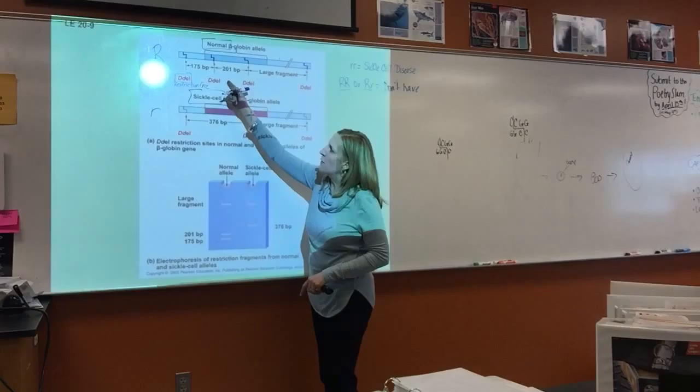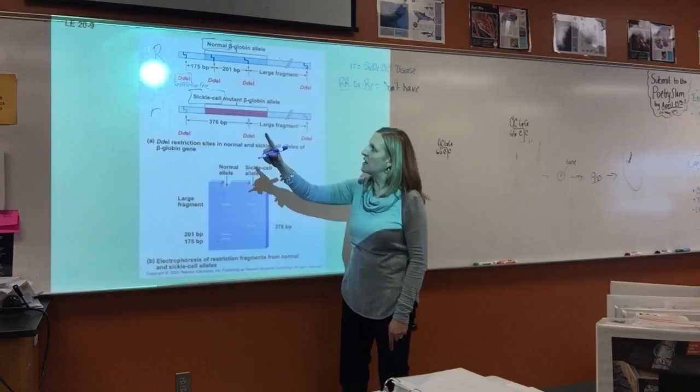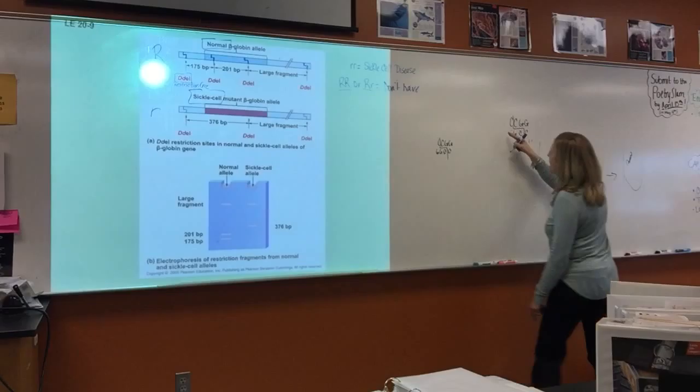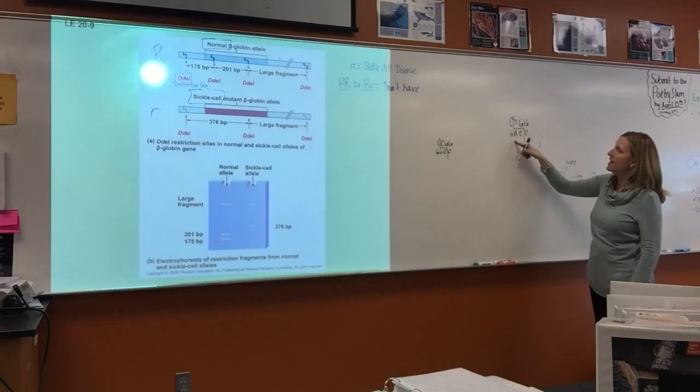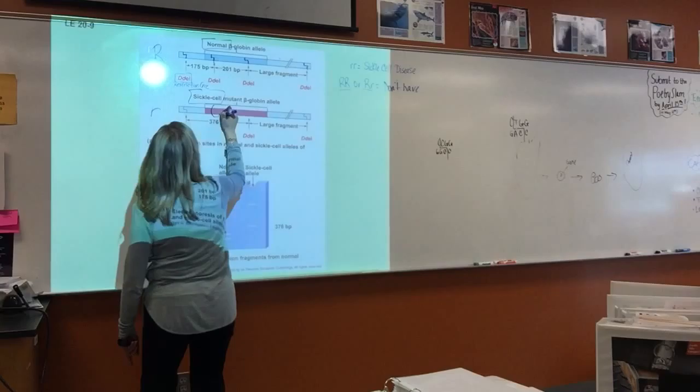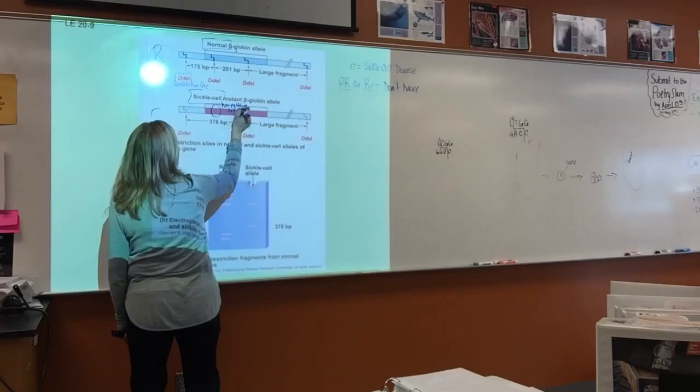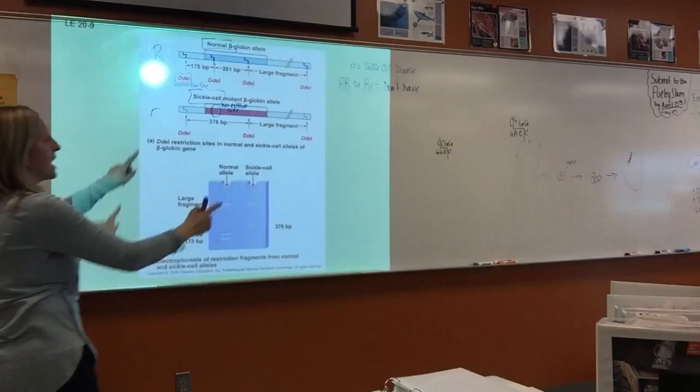Notice though, if somebody has the sickle cell gene, the one mutation in the sickle cell gene occurs at this cutting site. So if this enzyme is looking for the sequence CCGG and cuts between the Cs, and there's a mutation and we now have a T and an A, is the enzyme going to recognize that? No. So notice here, there's no cutting site, and that's because of the mutation. So then you have one fewer cutting site, and therefore when you use that same restriction enzyme, we only get two fragments instead of three.